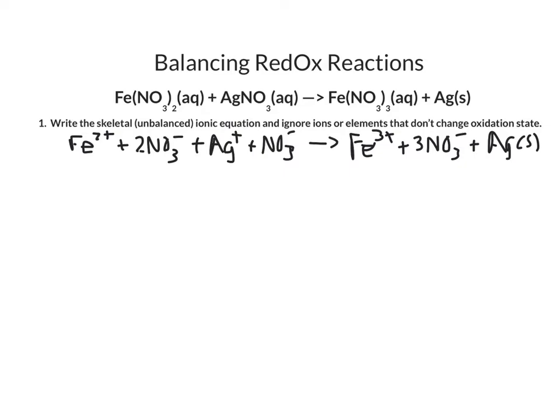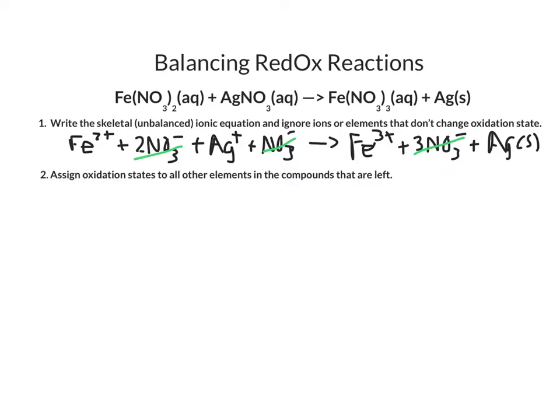So I can see that the iron has changed oxidation state and the silver has changed oxidation state or charge. However, the nitrates have all remained the same, and so I'm going to cross them out and not worry about them for the rest of the balancing of this equation.